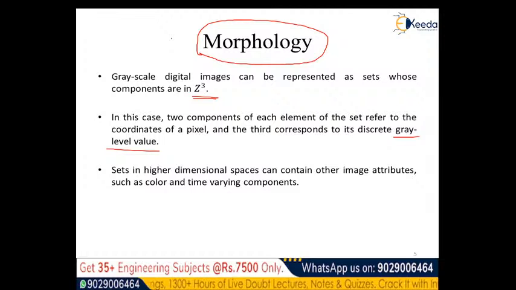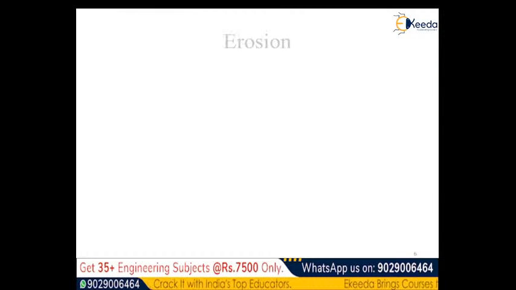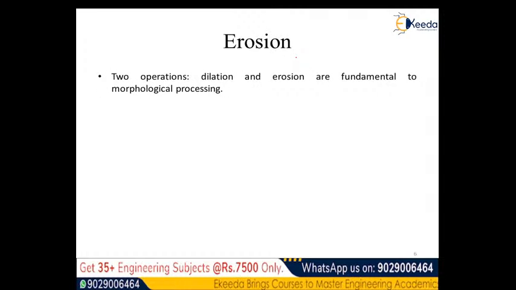If we have the proper background of morphology, we can now start with the exact fundamental morphological operations for image processing. The first operation is called erosion. Along with erosion, there is another fundamental operation also. So these are the two operations: one is erosion, which I am now going to discuss, and the other one is dilation. These are the two very important operations, what we call fundamental operations.